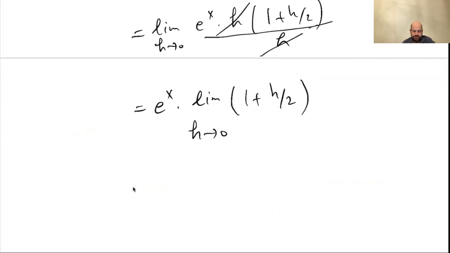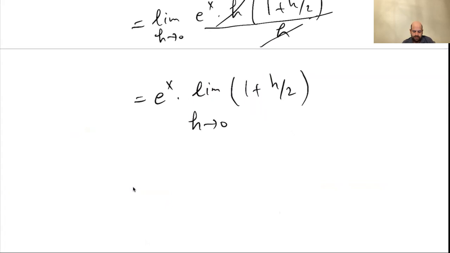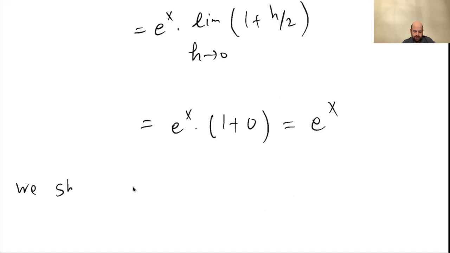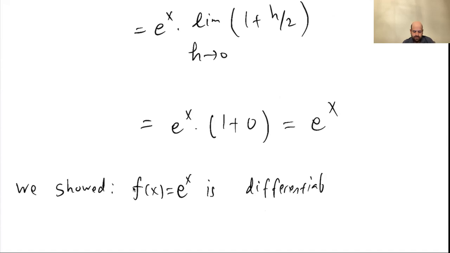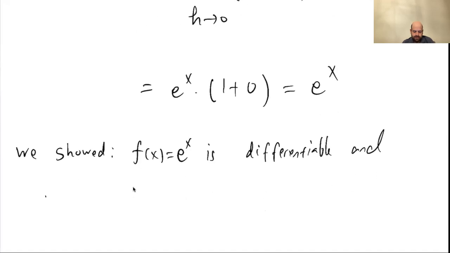Okay, so then this will be e to the x times 1 plus 0. As h approaches 0, this goes to 0. So 1 plus 0, and then the answer is e to the x. So we showed f of x equals e to the x is differentiable. And what else? f prime of x is equal to e to the x.